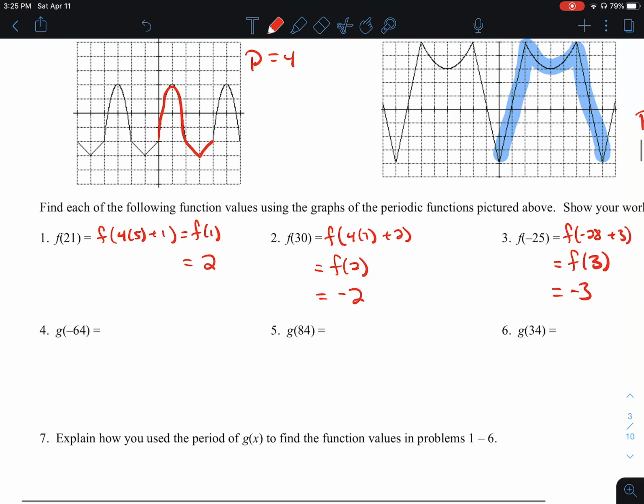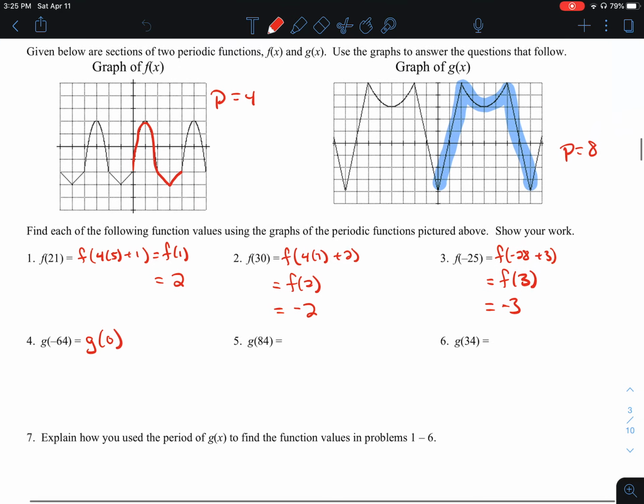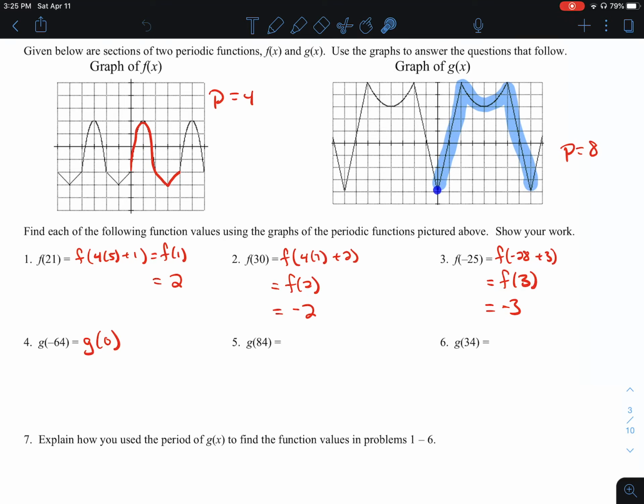Well, G of negative 64, that's the same as G of 0. And the reason that's the same, negative 64, is that it is just going to the left a complete cycle 8 times. So it's going to get me back to the beginning, and that has a y value of 1, 2, 3, 4, negative. If you prefer, instead of saying G of 0, you could say the period length is 8. We're doing it 8 times, and then we're going to add 0 to that because it already gets us to negative 64. This is optional.